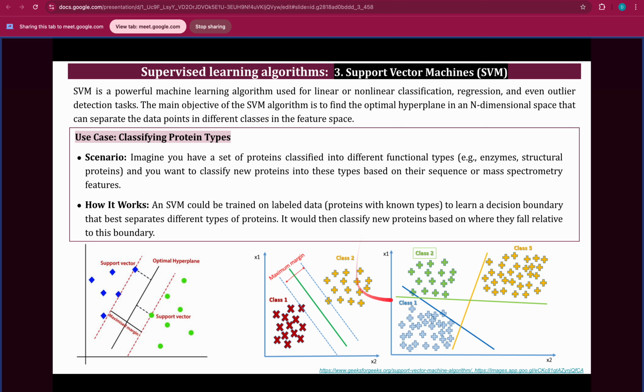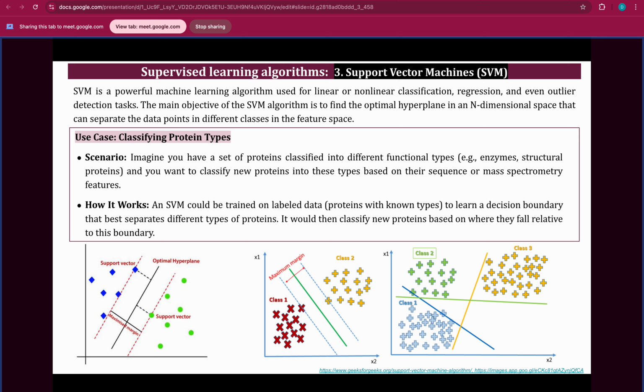So SVM can also be used for multi-class classification. That's why there could be more than 3 classes, and your aim is to identify the hyperplane which could help you distinguish among different classes. And this hyperplane will be based on the features which are already available with you. So you will only consider those features which will distinguish among these classes.